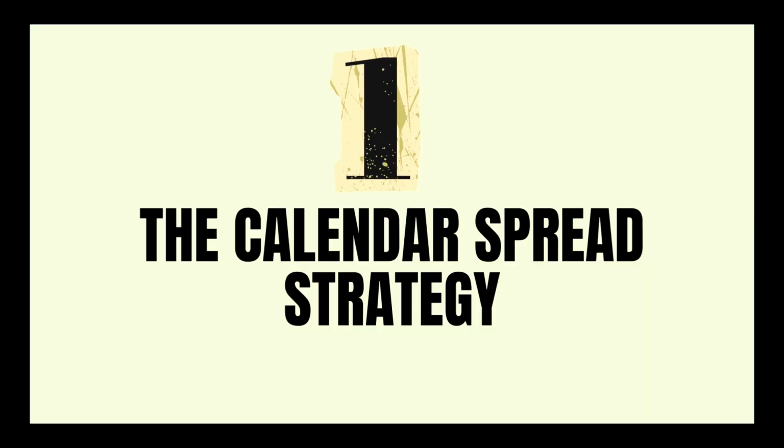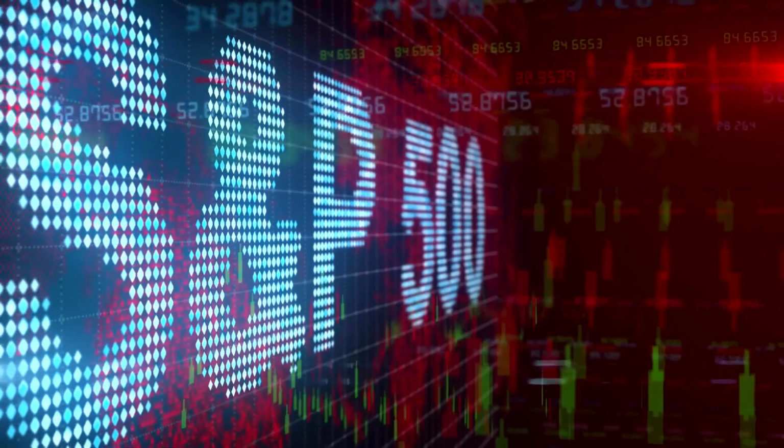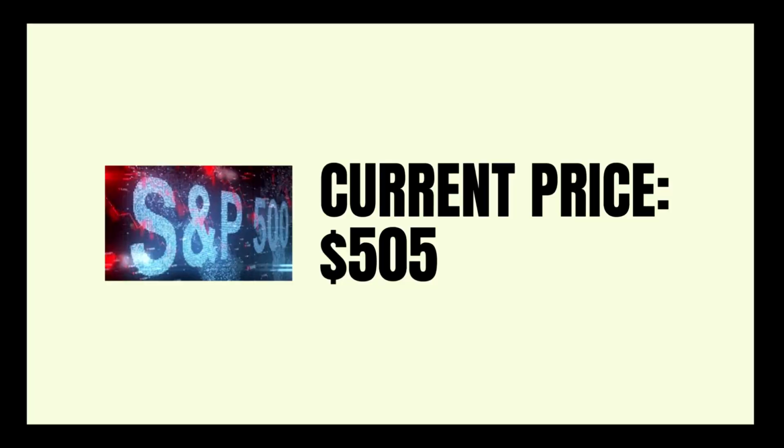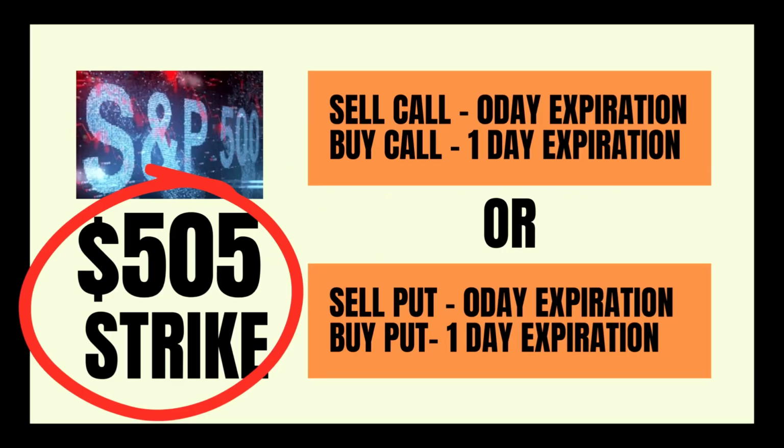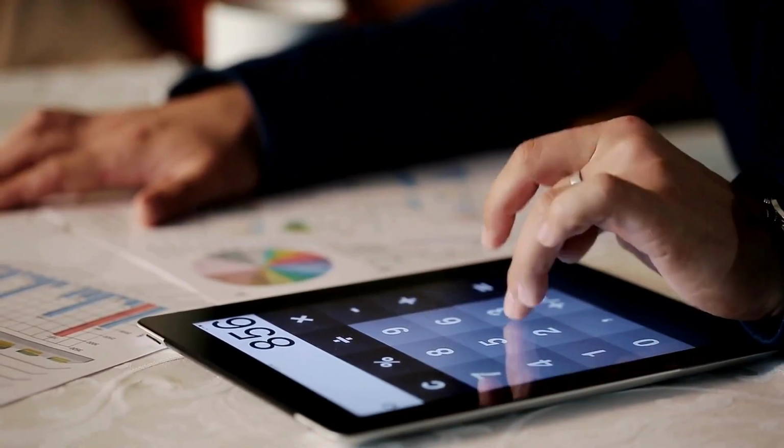Zero DTE options trading. Strategy number 1, the calendar spread strategy. Let's use SPY again as an underlying asset, and SPY is trading at $505 per unit. A calendar spread would be selling a put or call option that expires today at the $505 strike price, and at the same time buying a put or call option at the same $505 strike price but with an expiry date of tomorrow. Let's see how it affects your cash flow.